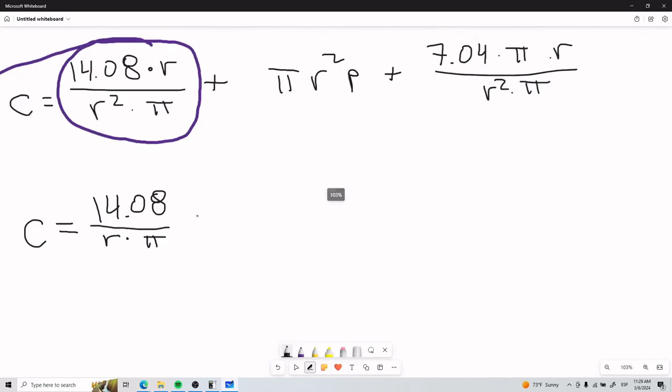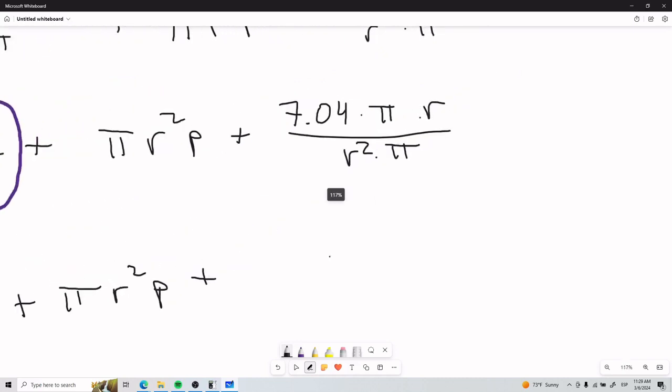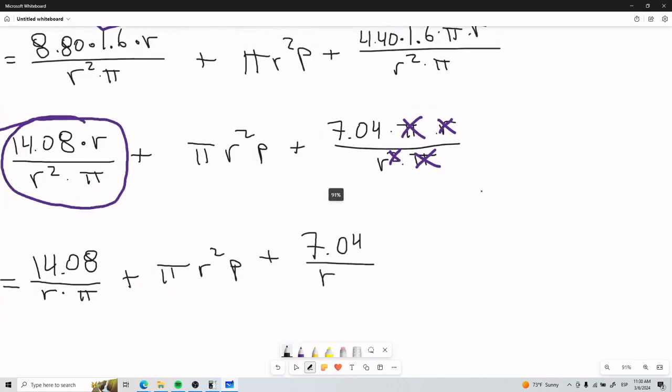Okay. So here on the right side, I can do something similar. I can understand that this goes away with this, and the same thing happens. This one gets reduced by 1, this one disappears, and so you end up with 7.04 divided by r just once.